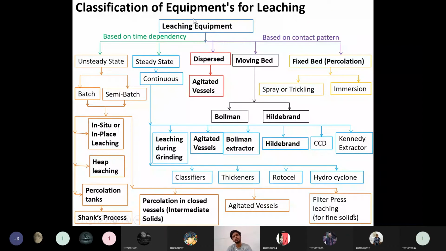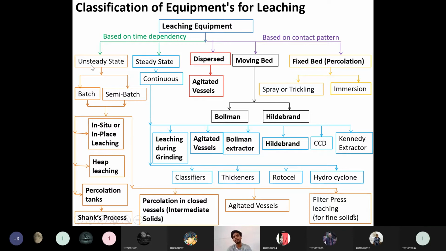So leaching equipments are classified based on time dependency, meaning whether it's a steady state or an unsteady state. It is also classified based on the contact pattern, so how solids are moving, or whether solids are in a fixed manner and only the solvent is moving or not. Based on that, it's a contact pattern. Then based on time, it is steady state or unsteady state operations. And among this unsteady state, there are two operations. Unsteady state means dependent on time, and steady state means independent of time.